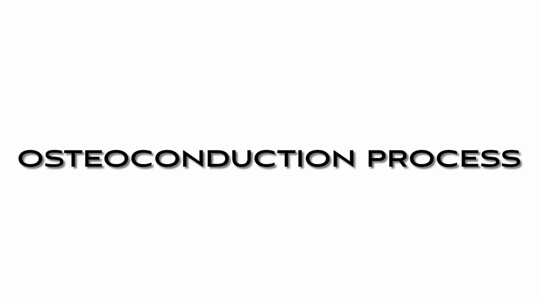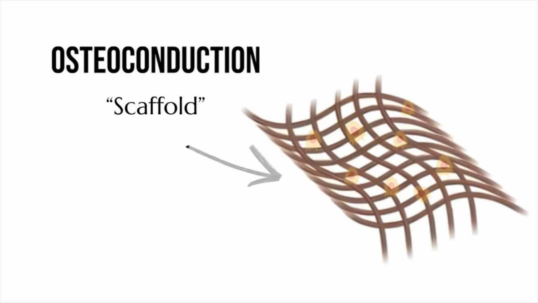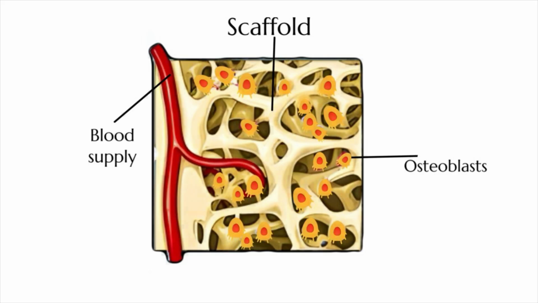Let's talk about osteoconduction now. So osteoconduction has really no involvement in making of the bone, but it rather provides a scaffold or framework for cells to attach to. This scaffold allows for blood flow and cells to migrate through and embed into its structure.